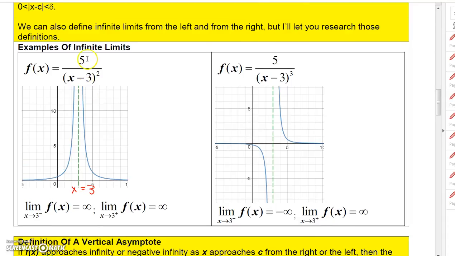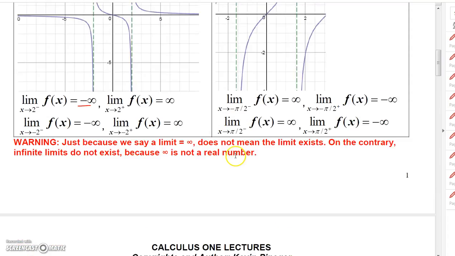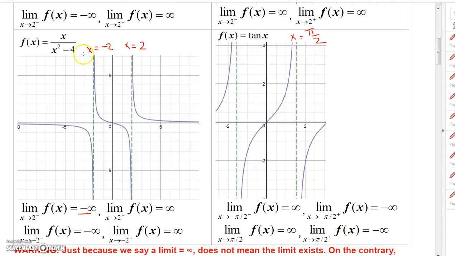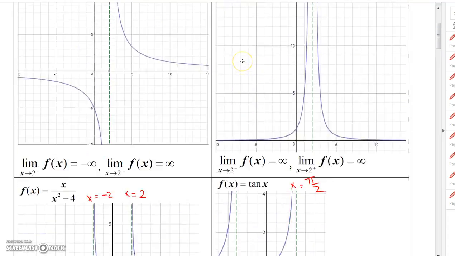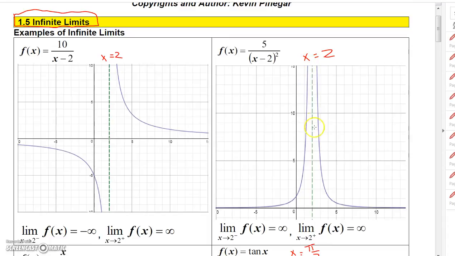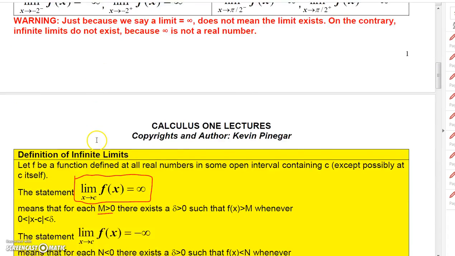So if you go back here, on both of these graphs, the line x equal 3 on both of these are called vertical asymptotes. Up here, the lines x equal negative 2 and x equal 2 are called vertical asymptotes. Here, x equal pi over half and minus pi over half are vertical asymptotes, and so on. Here, x equal 2 is a vertical asymptote, and the same here, x equal 2 is a vertical asymptote.